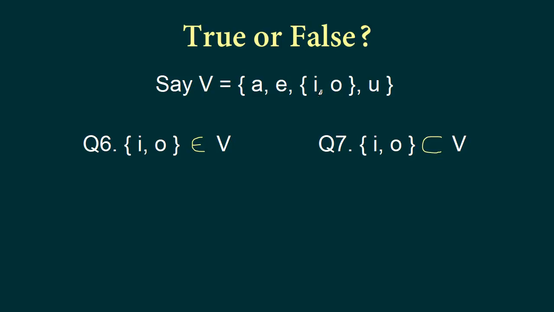Now, what about this particular set? Does this set belong to V? And this answer is true. This answer is true because we see that this entire set actually belongs to V. It is one of the elements of V. So elements belong to the set. So this is true even though this is a set. So we said this set belongs to the set V.